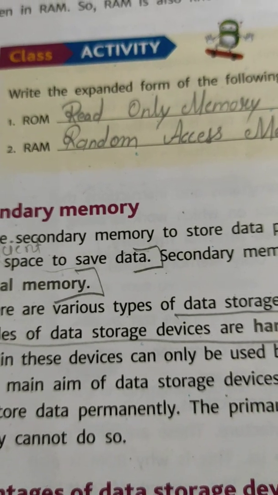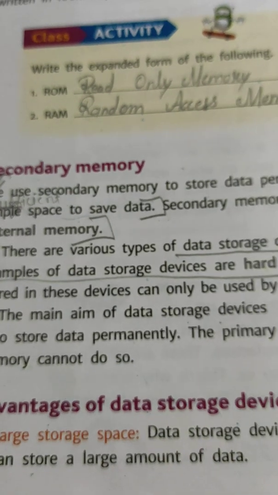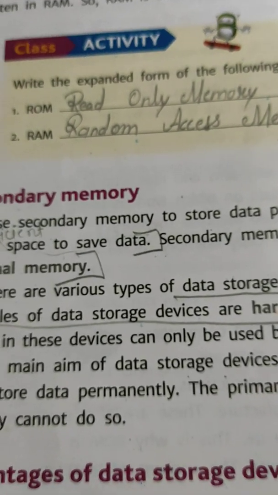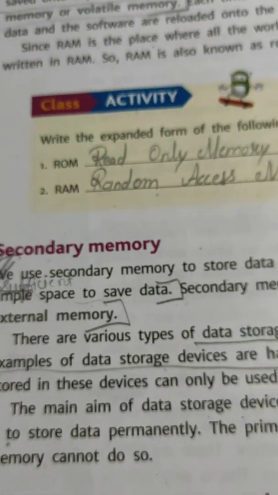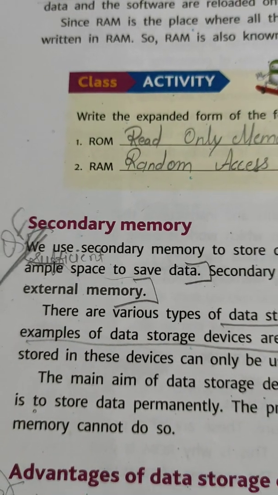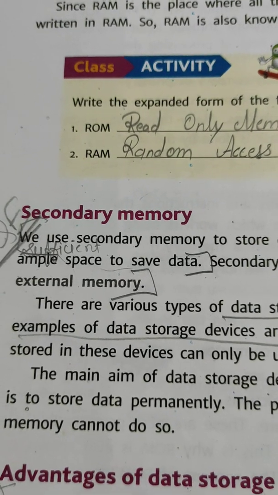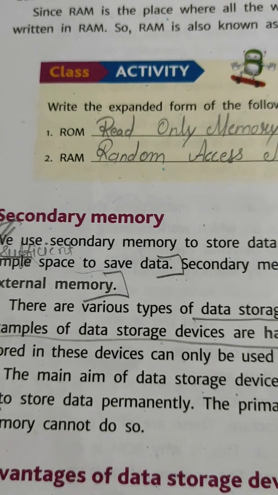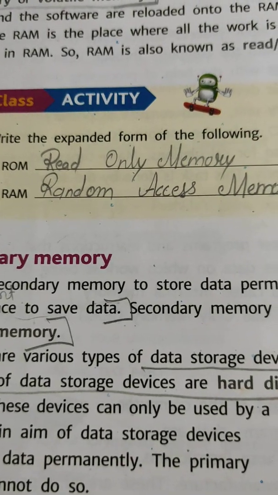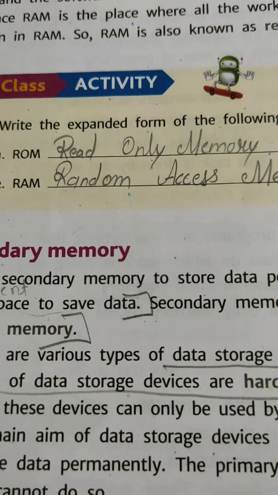There are various types of storage devices, also called secondary memory, that is hard disk, CD, DVD, USB drive, pen drive, etc. Data stored in these devices can only be used by a computer through its primary memory. The main aim of the data storage device is to store data permanently.